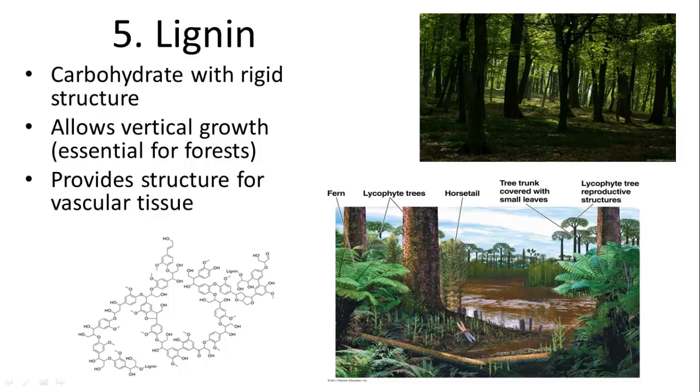Lignin is a carbohydrate with a very rigid structure which allows for vertical growth. So here we have the counteraction of gravity. This allowed plants to grow very, very tall and very, very big. And it also provides structure for the xylem and phloem, for the vascular tissue.